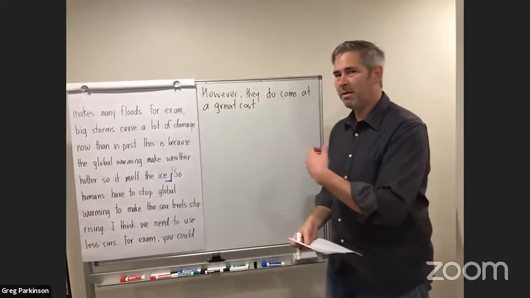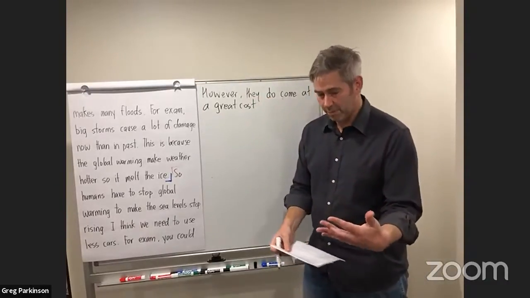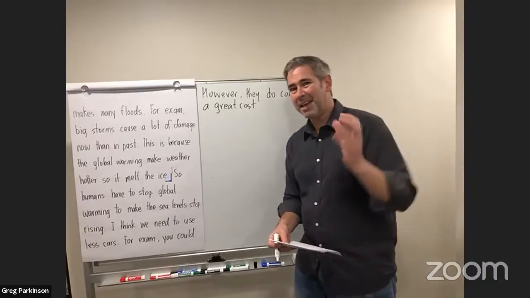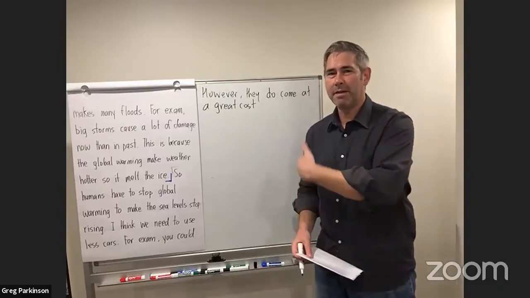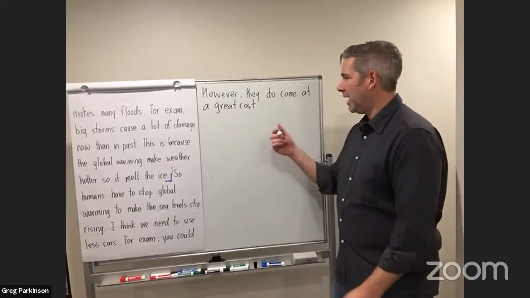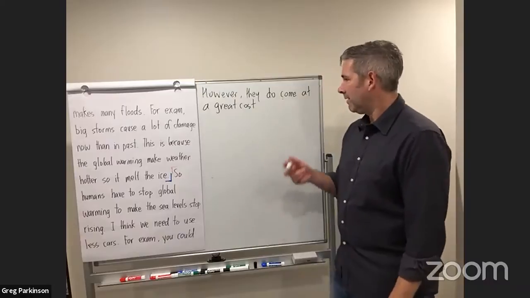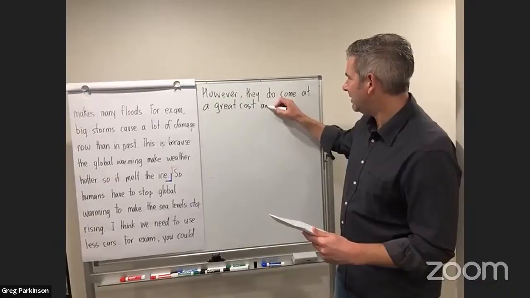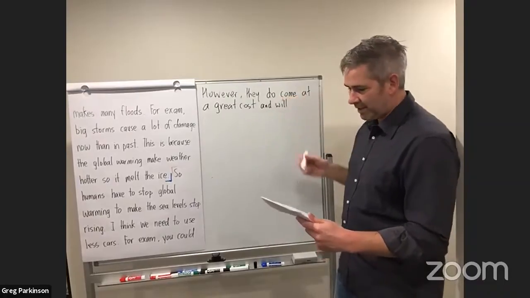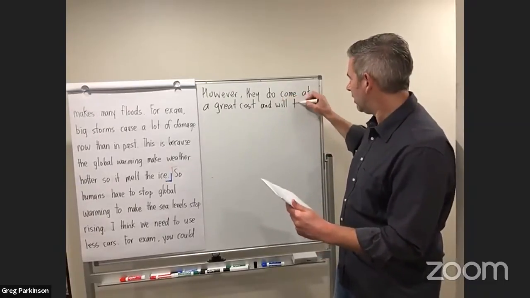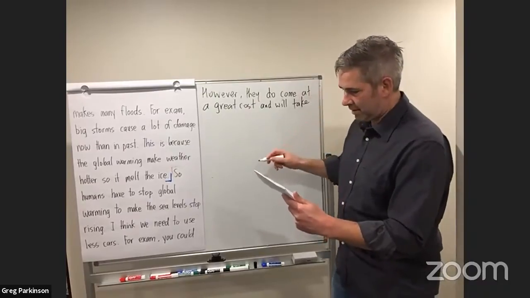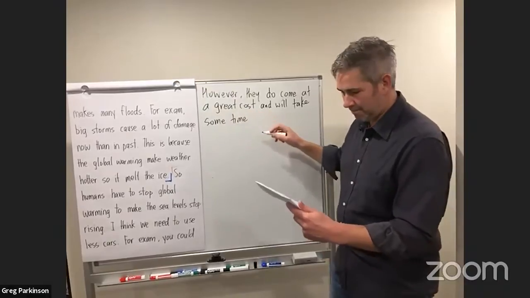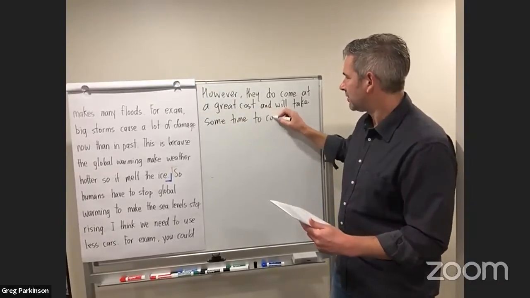So what I'm saying here is you could build seawalls, right? That was my topic sentence. So when I say could, it doesn't necessarily mean that it's always going to work. And here my next supporting idea is that they are expensive. They come at great cost. And two ideas here, and will take some time to construct, right?